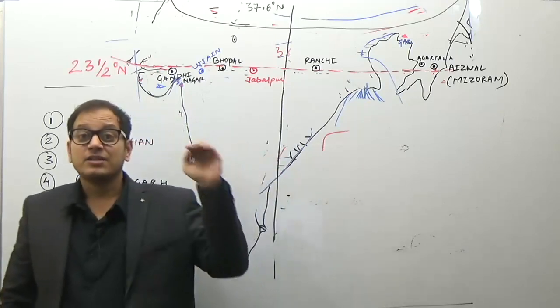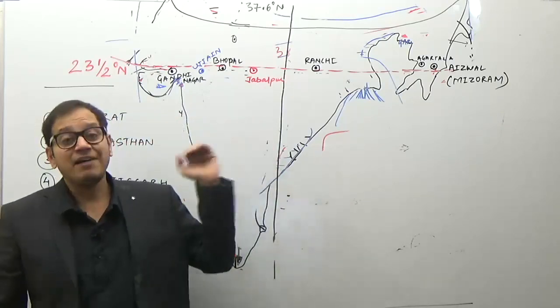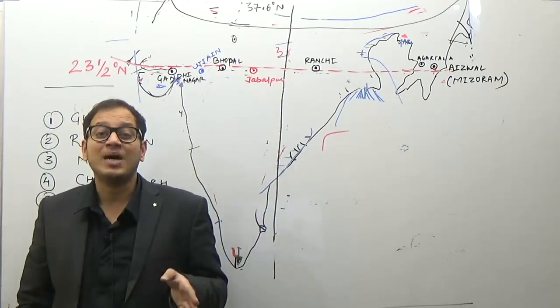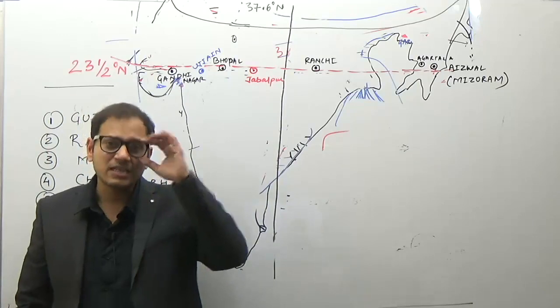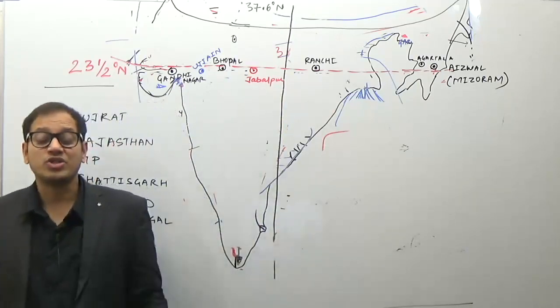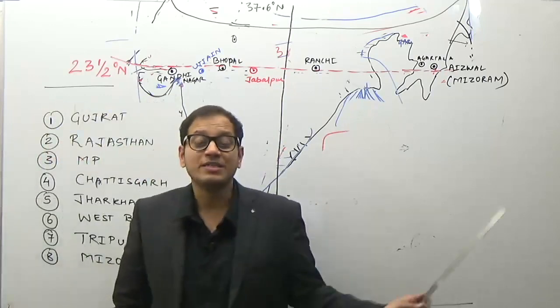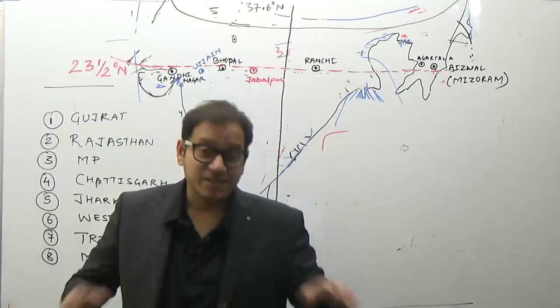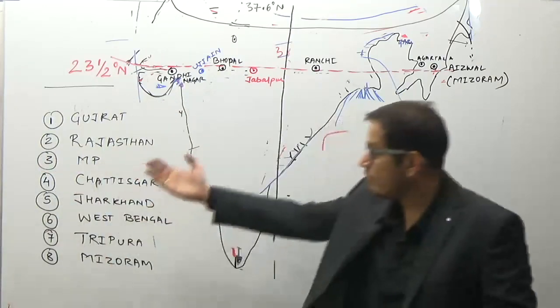After that, Jabalpur is an important city. After that, the capital of Jharkhand, Ranchi is there. After that, the capital of Mizoram, Aizawl is there. Agartala is just to the north. But you remember, these are the cities from north to south. So these are the important cities on the north to south. These are the important cities from west to the east.